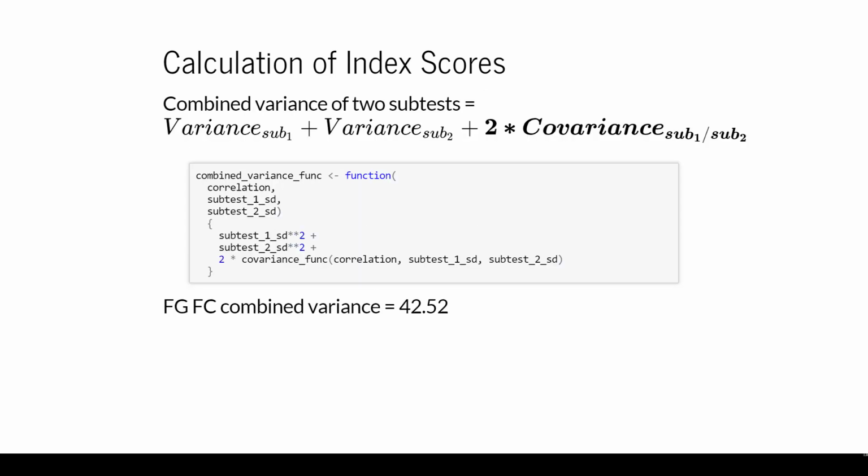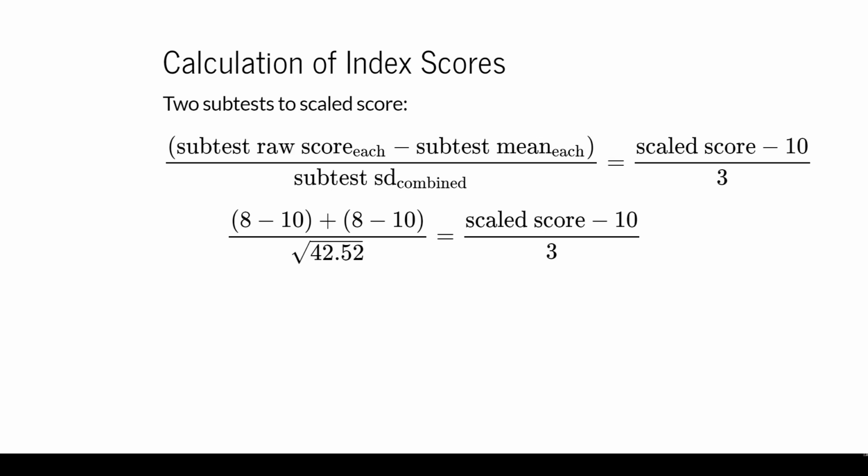What we can do with that then is plug that into the covariance part of the equation, and then the variances, to calculate a combined variance. When we do that using this function, we find that our figure ground and form completion combined variance is 42.52. We can then plug that in.